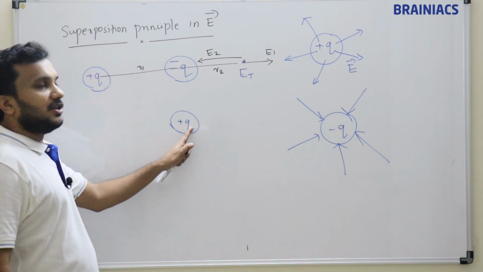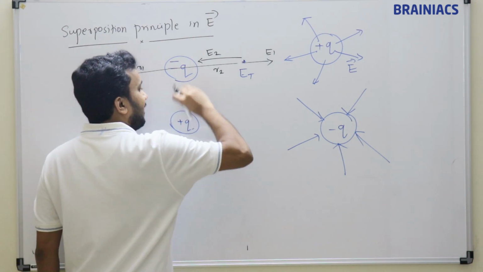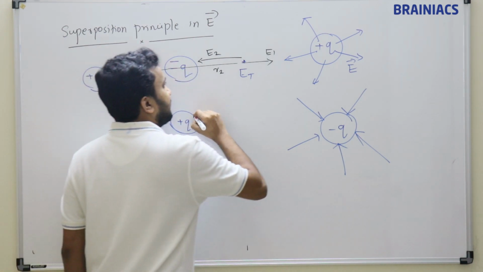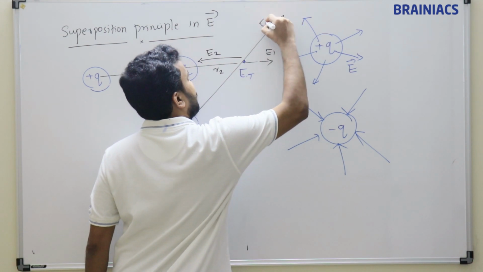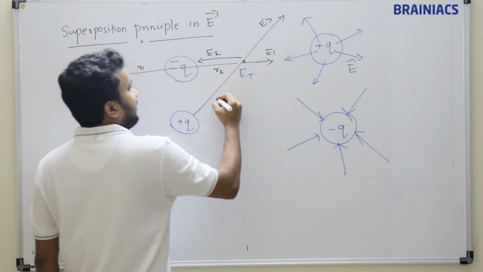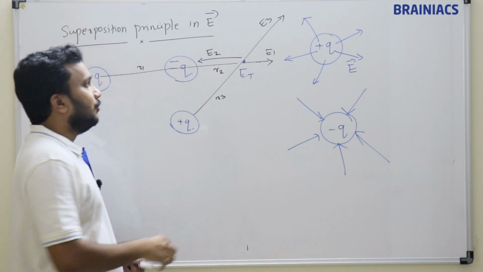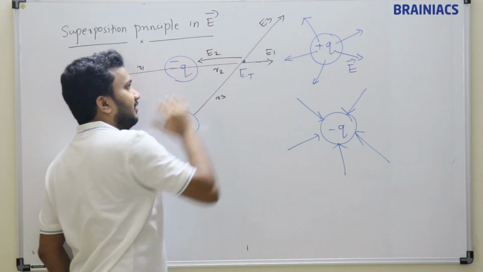And I have another charge plus q. The electric lines of force are away from plus q. Away from plus q means I have another field like this, and this is called E3, at a distance of R3. Now what I'm going to do is take only this area.